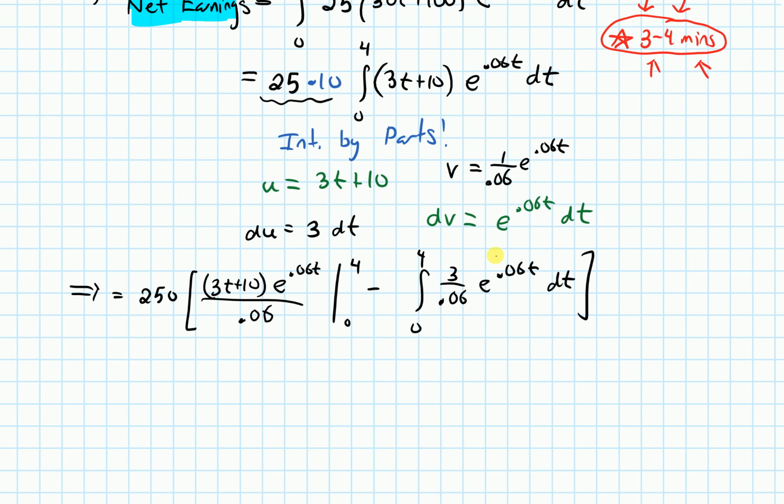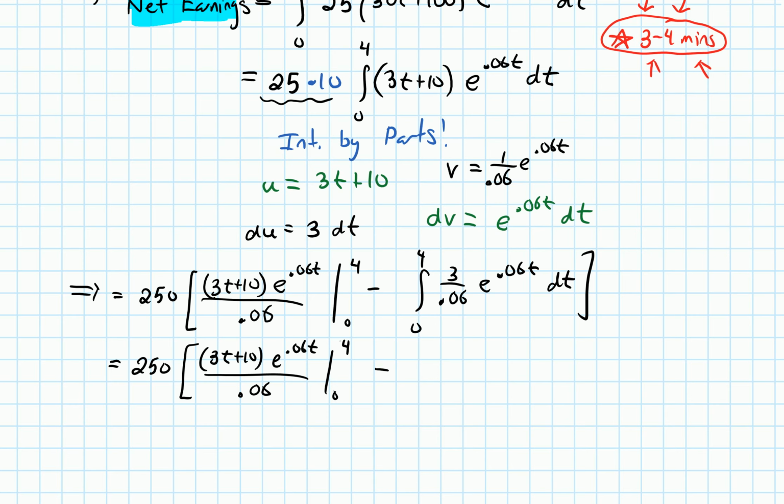All right, so now let's do this antiderivative, and then we'll start to think about plugging in. So we'll have 250 in front of this whole thing. The first part stays the same, (3t plus 10) e to the 0.06t over 0.06, 0 to 4. I'm holding off on plugging in 4 and 0 into this, because maybe after I do the antiderivative, I'll be able to factor something out, like I did in the last video, to make my arithmetic easier.